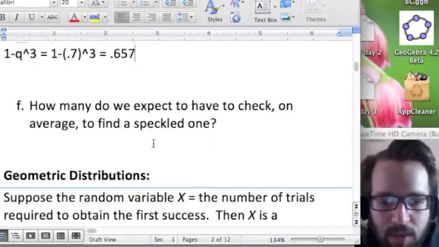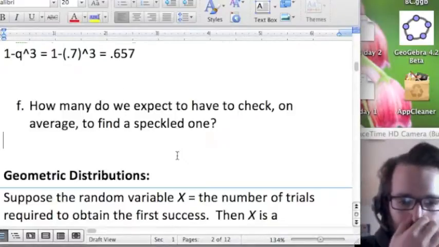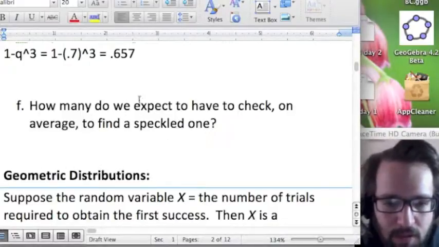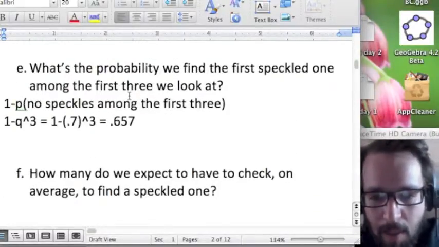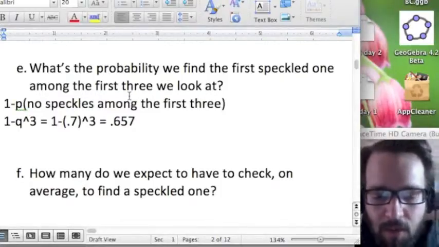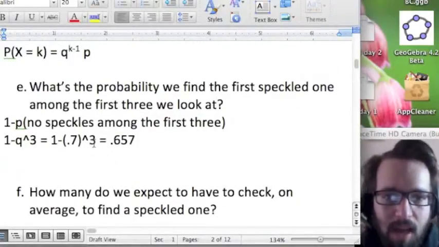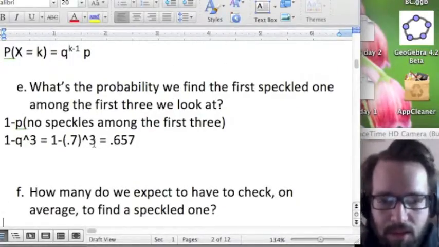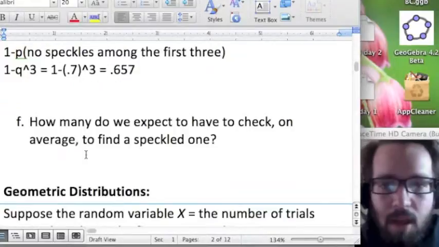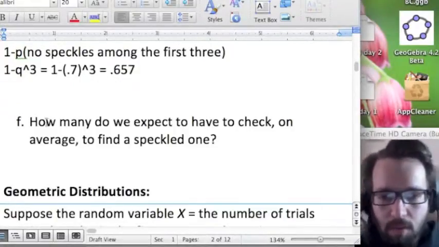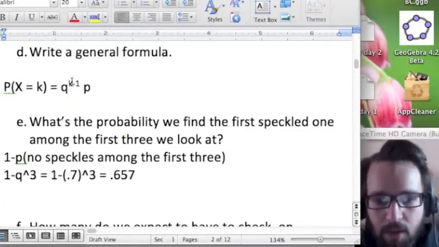And how many do we expect to have to check on average to find a speckled one? Let me just tell you what this is. The expected value, we're going to talk more about this definition. This is a geometric distribution. If you have taken Algebra 2, a geometric distribution basically multiplies by some number each time, whereas arithmetic adds each time. Let's look at our formula here. As k increases, you're multiplying by another q each time.